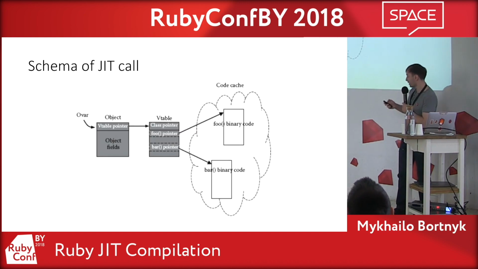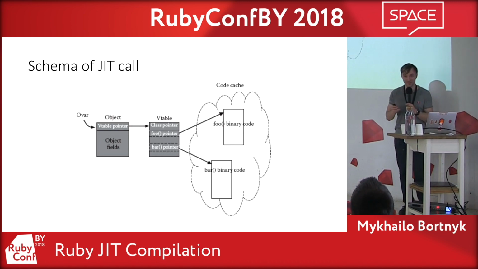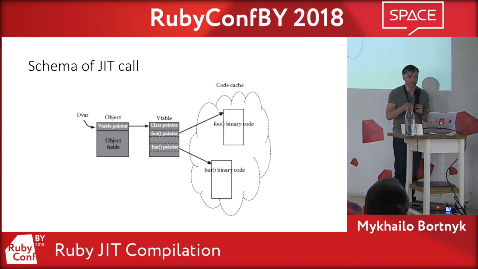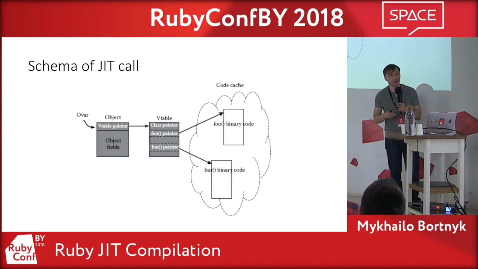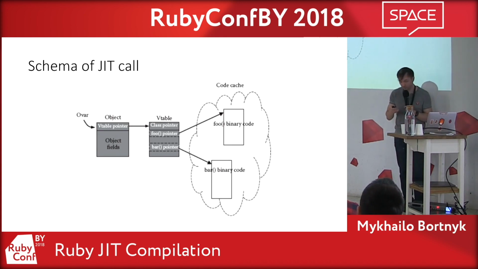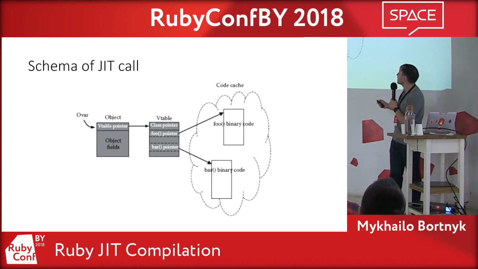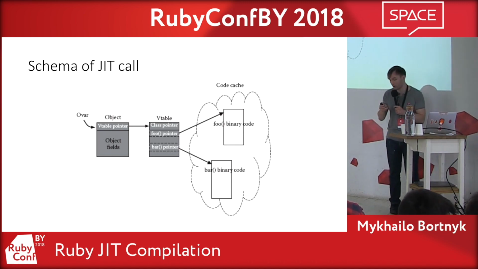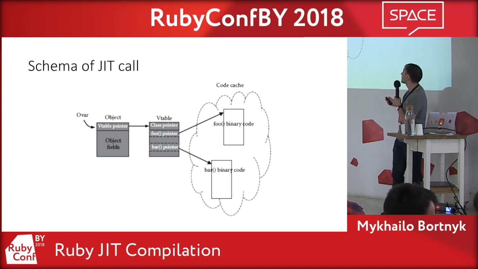Well, explaining how this actually happens. So we have some object variable. In Ruby, it's a structure with some vtable pointer. The vtable pointer is a reference to a special table which contains references to methods which the object has. Methods are actually references to instruction sequences of the Ruby virtual machine, or in case of JIT, to binary code.